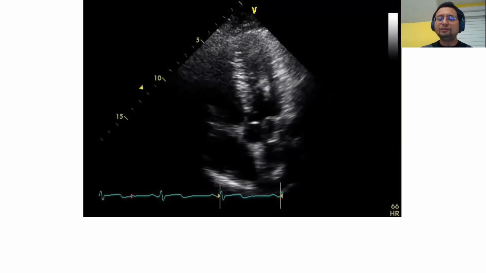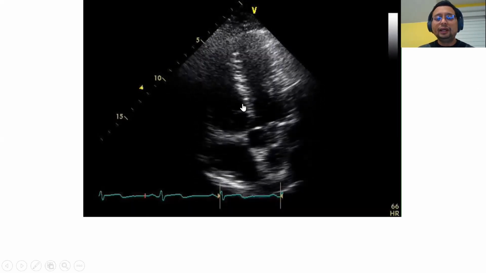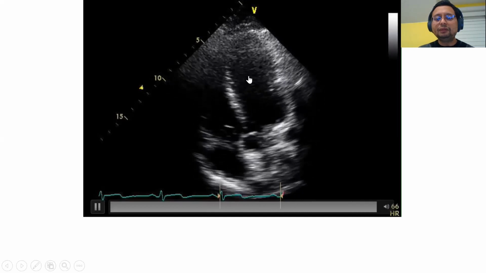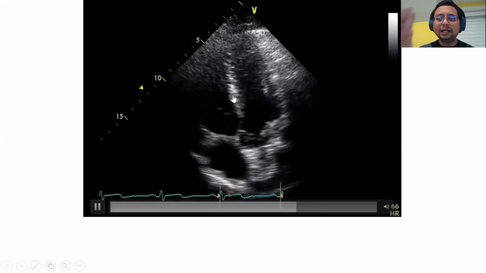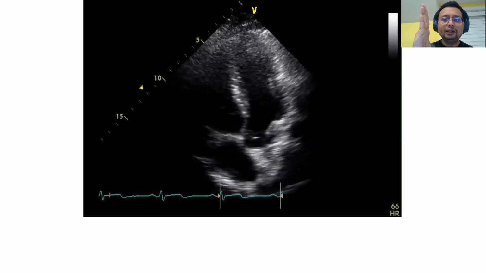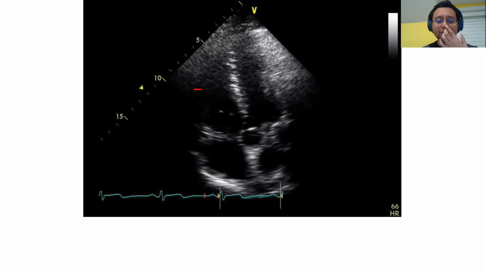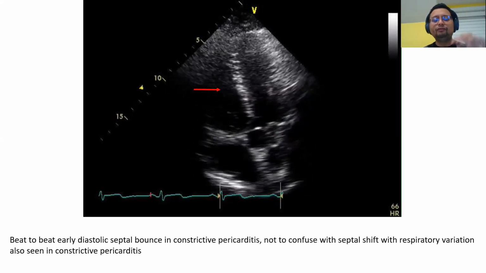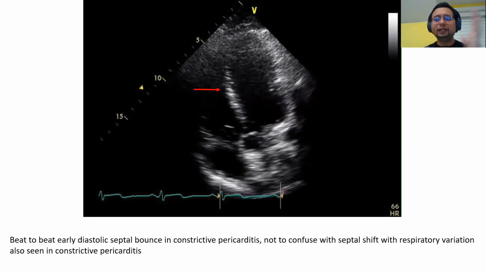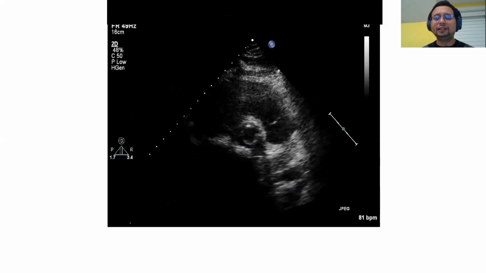Not only does this patient have septal shift, this patient also has diastolic septal bounce. Okay, not the movement of the septum to the left and to the right with respiration, but the movement at every beat is like that. Okay, you see that every beat the septum moves like this. Okay, that is diastolic septal bounce. So this patient has beat to beat early diastolic bounce and also septal shift. The patient has both phenomena here in constrictive pericarditis.